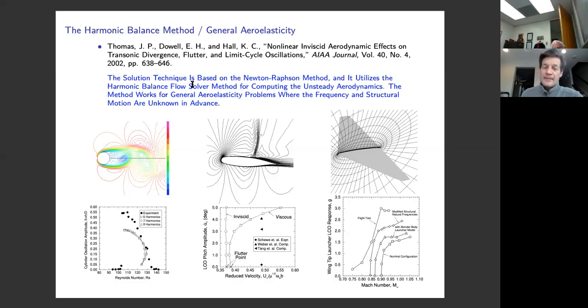But what I want to stress here is that the general aeroelasticity problem is more challenging because we have to also solve for the frequency as part of the process of the solution. And we're continuing to work on methods to improve that process.